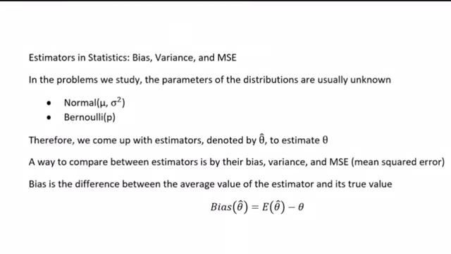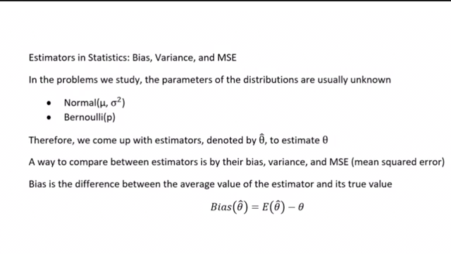In this video, we are going to introduce estimators and learn about their bias in particular. In the problems we study, the parameters of the distributions are usually unknown. For example, in the normal distribution, its mean mu and variance sigma squared are usually unknown, and in the Bernoulli distribution, its parameter p, which represents the probability of success in a trial, is also usually unknown. Therefore, we come up with estimators denoted by theta hat to estimate the unknown parameter theta.